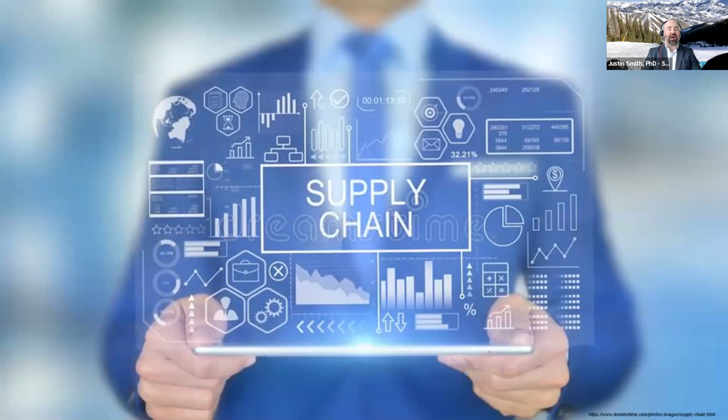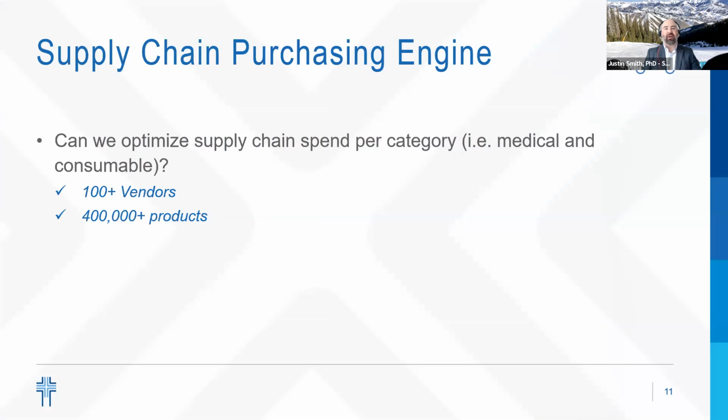All right, our next example, moving away from our pandemic and going into a much more business-oriented supply chain model. We were asked by our supply chain, can we help develop something along the lines of a purchasing engine? That's sort of what we ended up calling it. And the problem was, can we optimize this to decrease our spend per category? When I say category, I mean like medical or consumable.